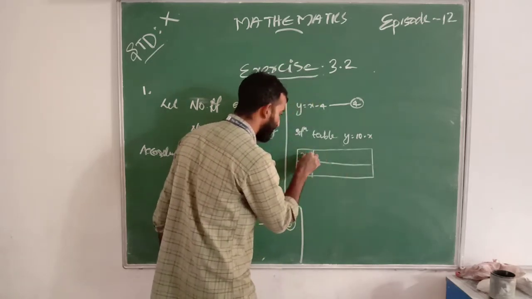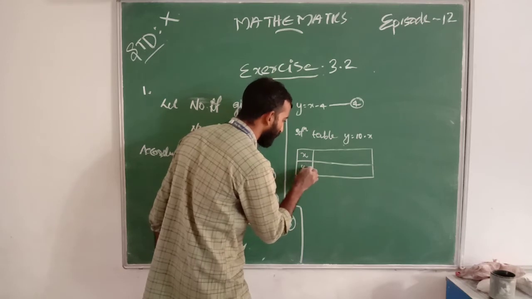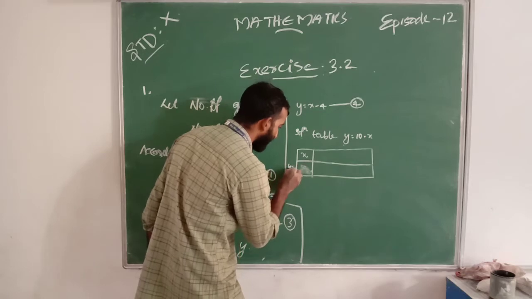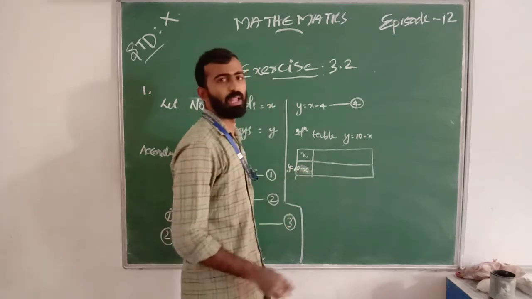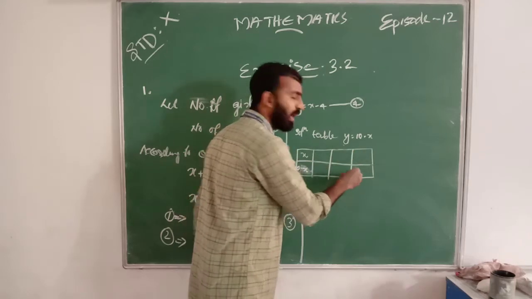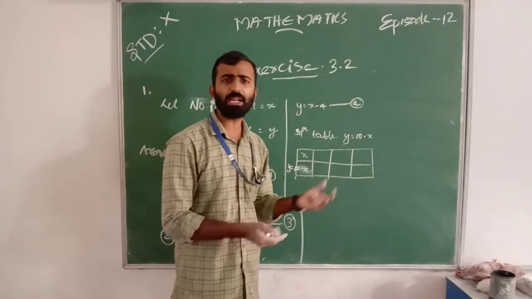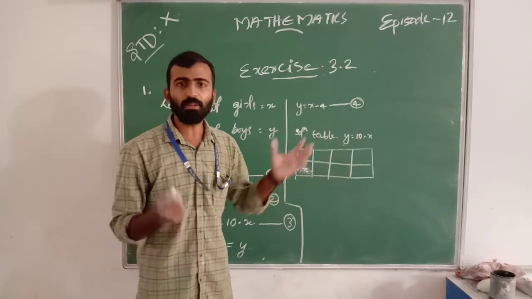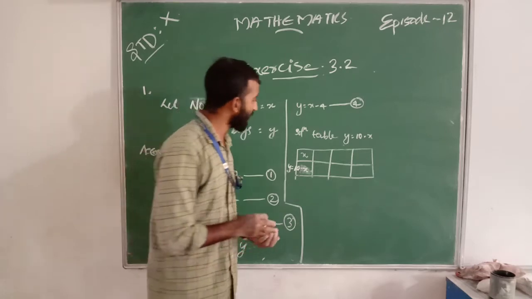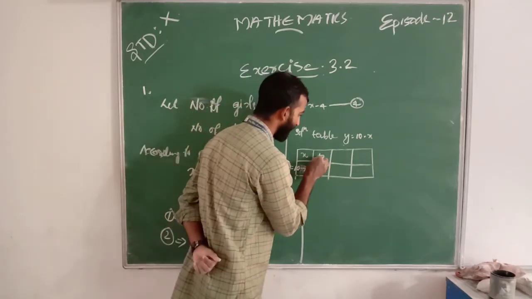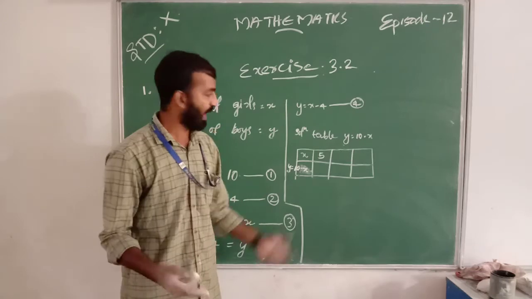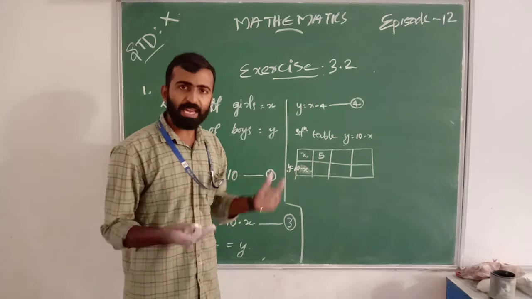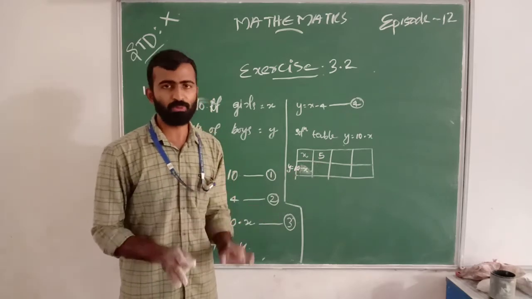Here is x, here is y equal to 10 minus x. Here I take only 3 coordinates. As you like, you can take 3 or 4 or 5, any number of coordinates. Here first I take 5, the value of x is 5. When we take any number, we get a corresponding y value.